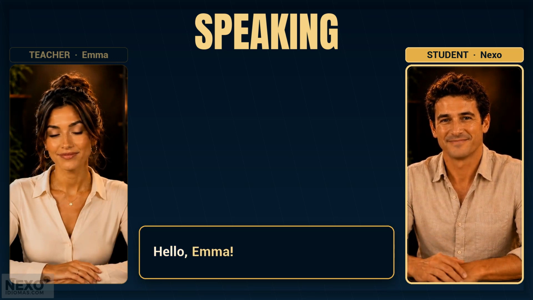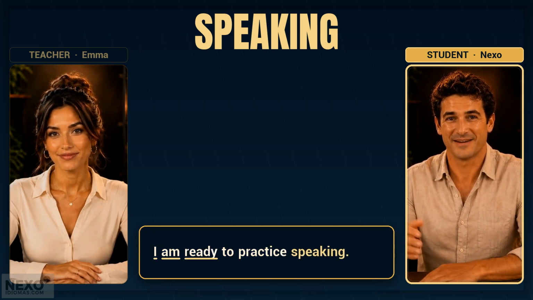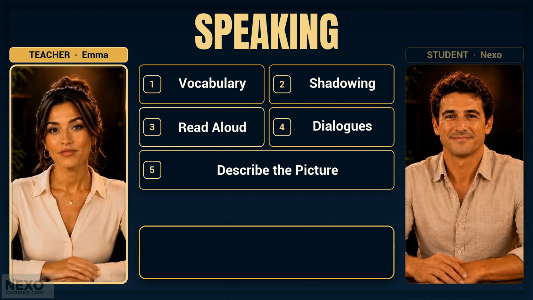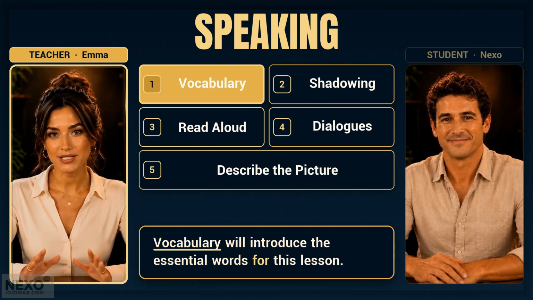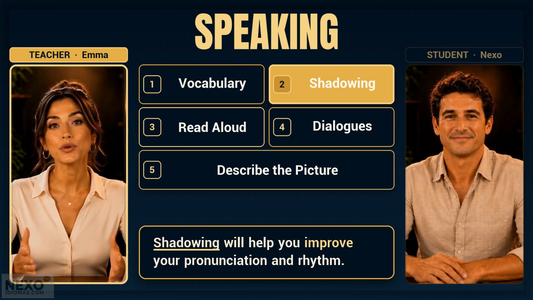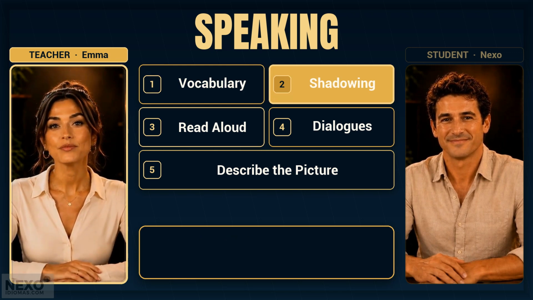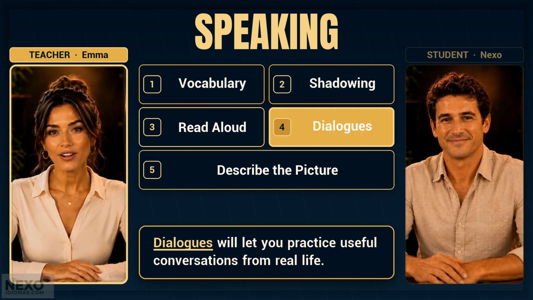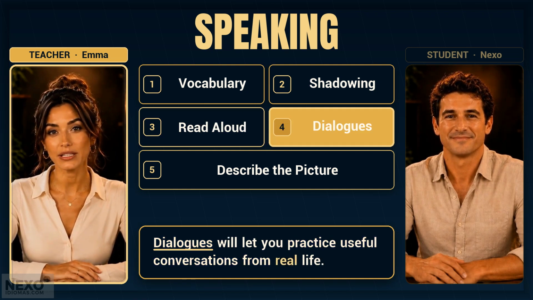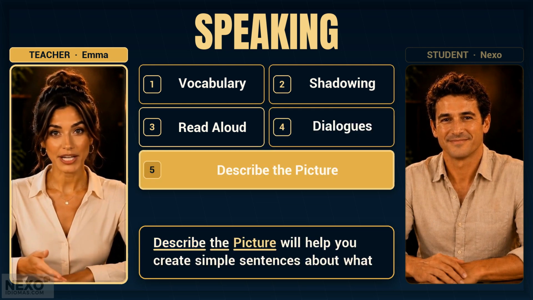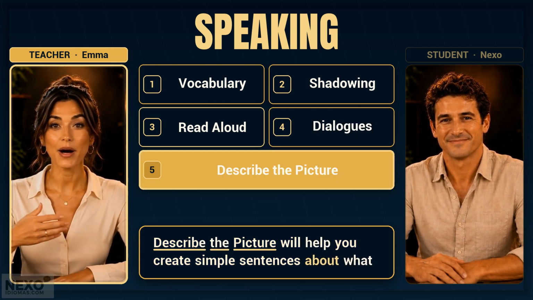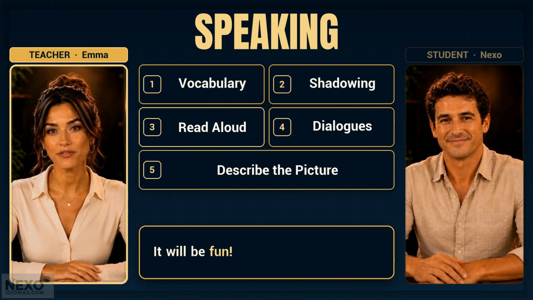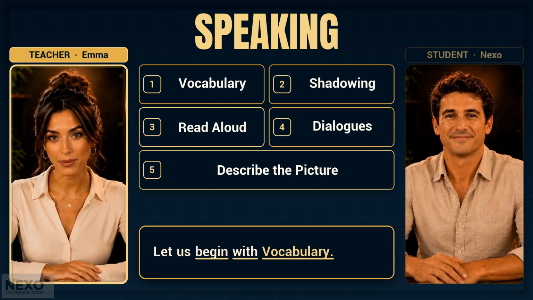Hello, Emma. I am ready to practice speaking. Excellent. We will do this with 5 speaking exercises. Vocabulary will introduce the essential words for this lesson. Shadowing will help you improve your pronunciation and rhythm. Read aloud will help you speak clearly and with confidence. Dialogues will let you practice useful conversations from real life. Describe the picture will help you create simple sentences about what you see. That sounds useful and fun. It will be fun. Let us begin with vocabulary.